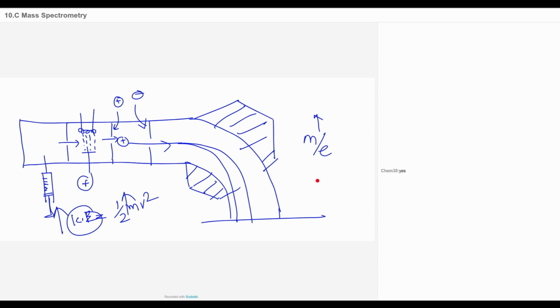Then comes the next chamber, where you have a sensitive screen. The signals which fall onto that are amplified, and the spectrum is produced as a bar chart, a bar graph, where the height represents the percentage abundance of that particular isotope, and the x-axis represents the mass to charge ratio of that isotope. So usually we take the +1 ion, and that will be the mass to charge ratio.